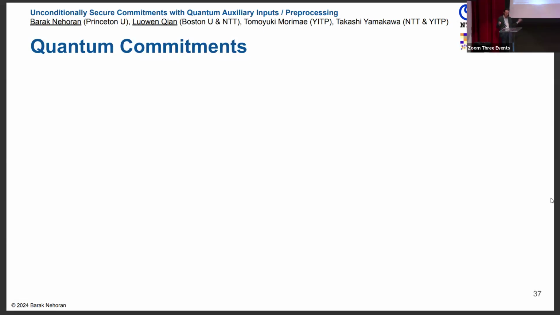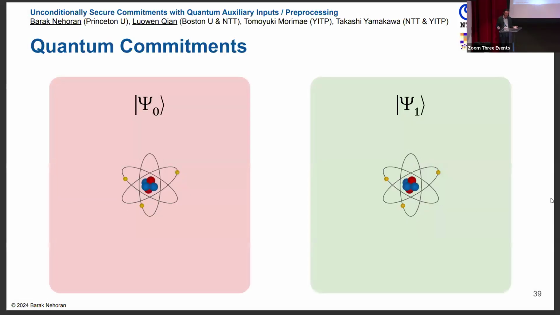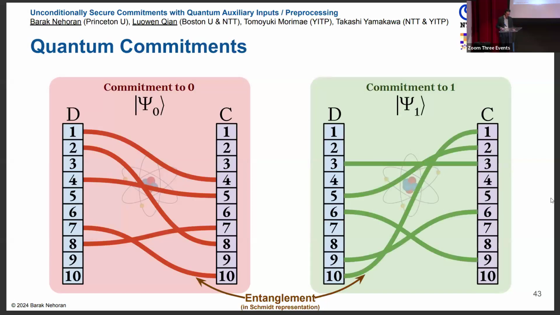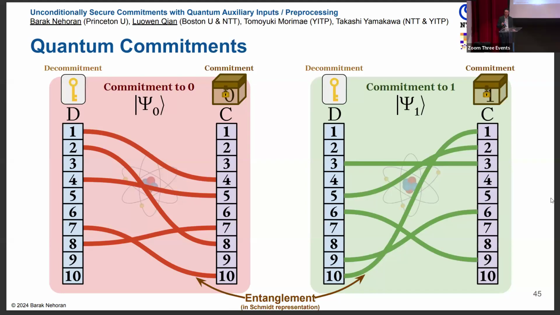In the quantum case, commitments in the most basic form look something like this. You have two quantum states representing a commitment to either 0 or 1. And each state is on two registers, D and C, that are entangled to one another. The C register is like the locked box containing the message, and the D register is the key to open it.